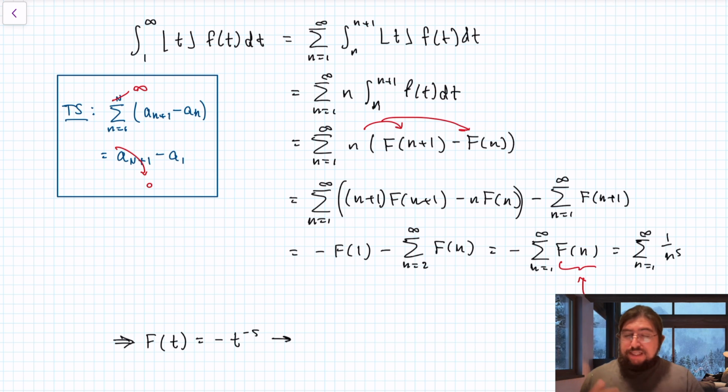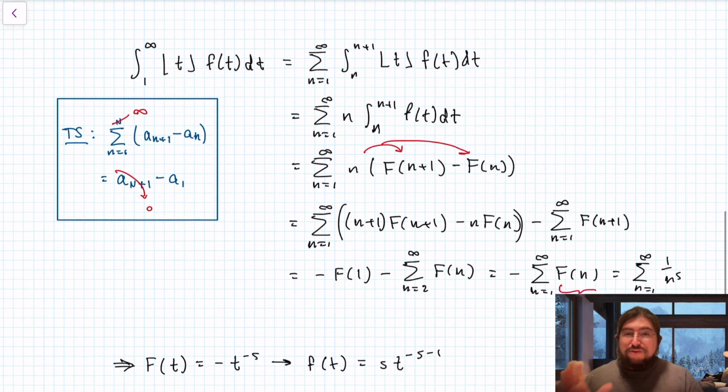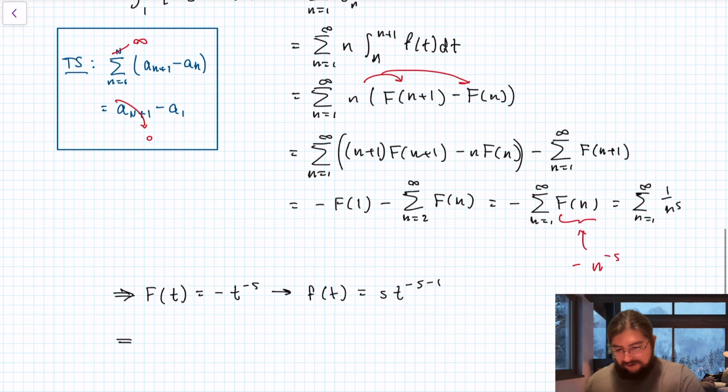And since lowercase f is the derivative of this, if you take the derivative, the negative s comes down, so you get s times t to the negative s minus 1. Perfect. And now if you plug this back into the original integral, we get the following result. The integral from 1 to infinity of the floor of t times this function, which is s times t to the negative s minus 1 dt, is equal to zeta of s.